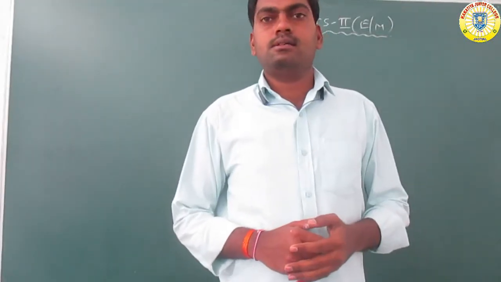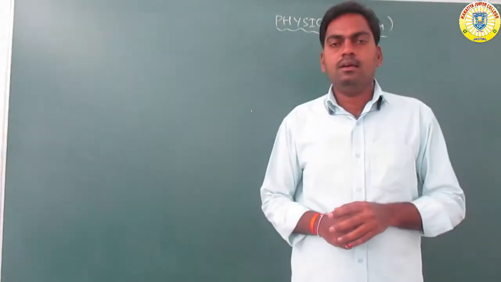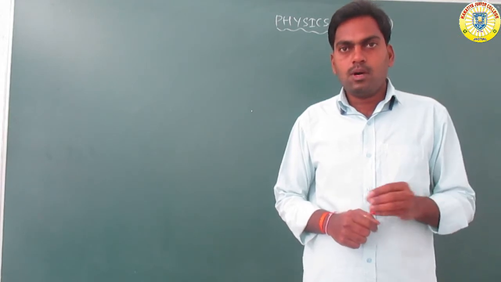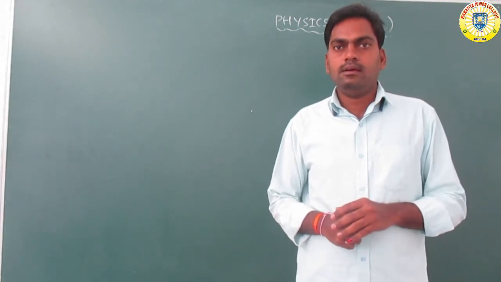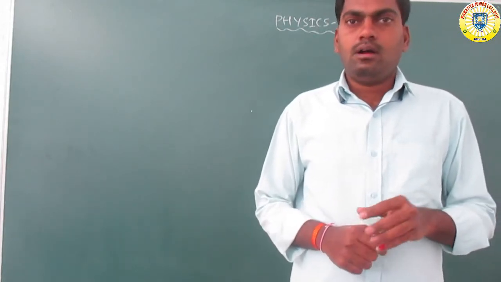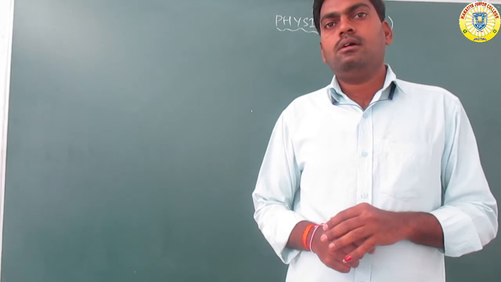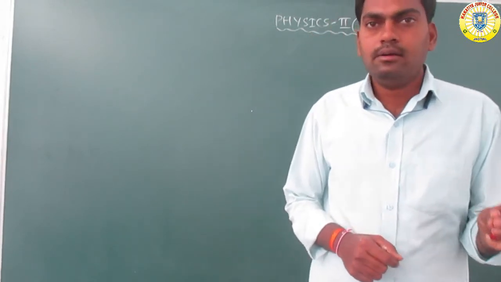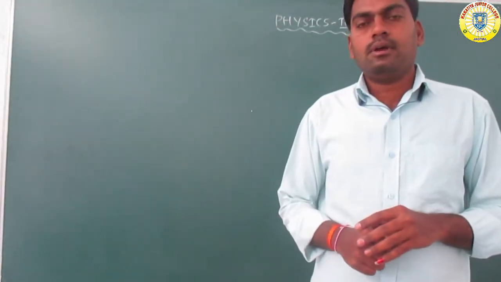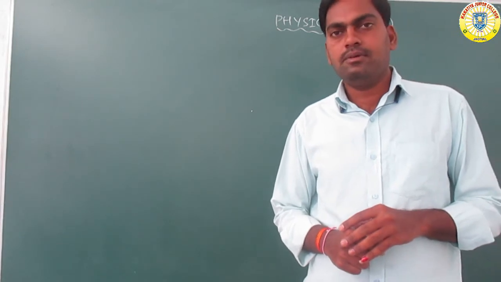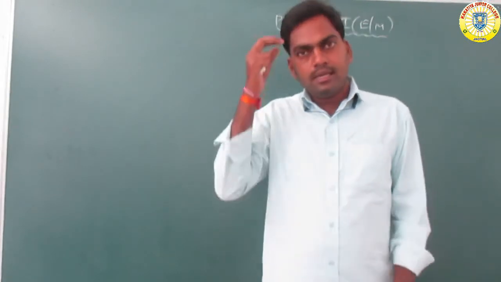So we discussed in the last class ray optics and optical instruments. We discussed the focal length f, the radius of curvature, the center of curvature, and the focus. We also proved that R is equal to 2f, that is, the radius of curvature is double the focal length. Already proved that in the last class.